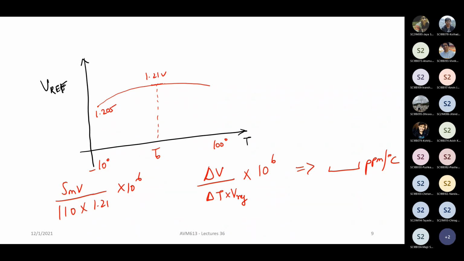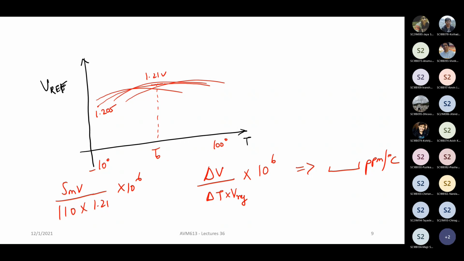Okay. And now in literature, you will see that there are a lot of techniques that people have tried to come up with to reduce this curvature. And there is also another problem. Let us say you manufacture some 1,000 devices. If you take those 1,000 devices and measure the VREF, the point at which T naught happens will be different. So you'll basically get curves like this. There will be curvature, but the point at which the zero temperature coefficient actually happens will be different.